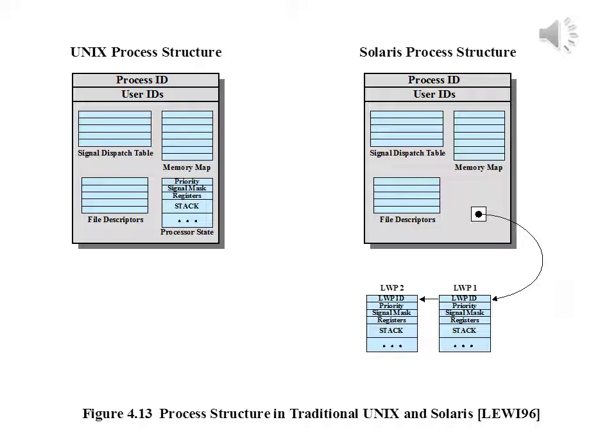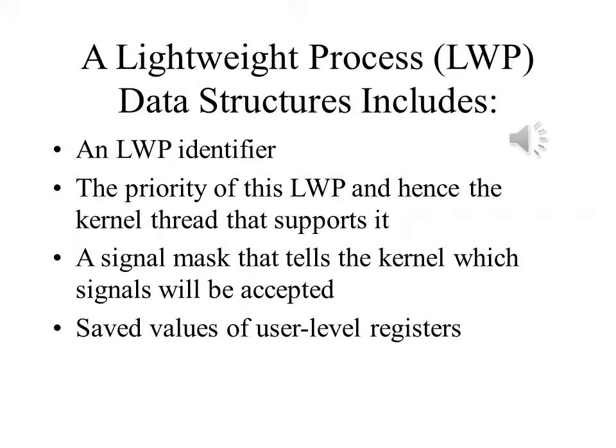Solaris retains this basic structure, but replaces the processor state block with a list of structures containing one data block for each lightweight process. The lightweight process data structure includes the following elements: a lightweight process identifier, the priority of this lightweight process, and hence the kernel thread that supports it, a signal mask that tells the kernel which signals will be accepted, saved values of user-level registers when the lightweight process is not running.